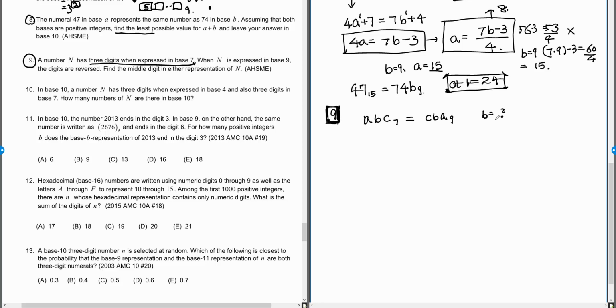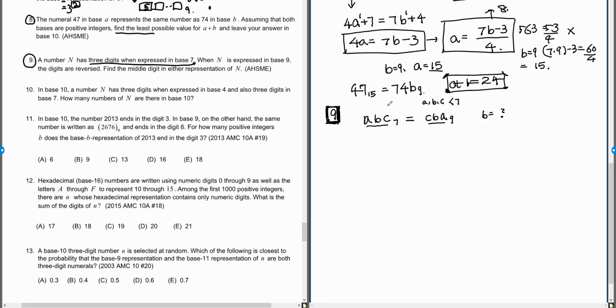The idea is that we have two different bases, 7 and 9. So we're going to compare this number by changing it to base 10. A, B, C are all less than 7, right? Even for base 9, the same digits are going to be less than 7. A digit cannot be equal to or greater than the base.